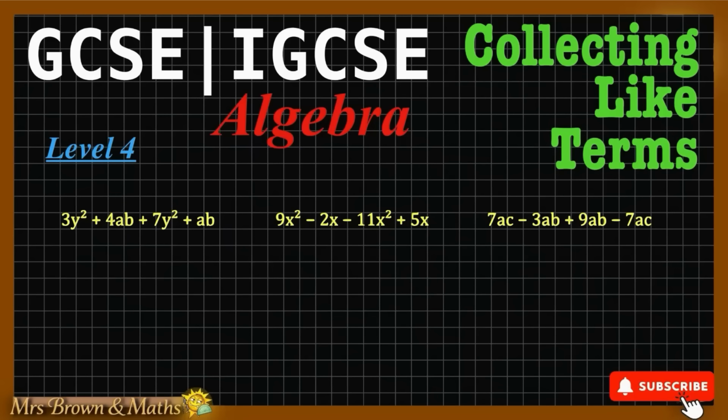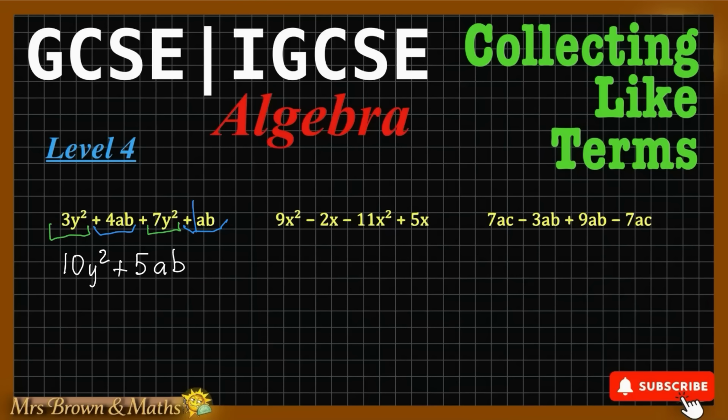Level 4. 3y squared plus 4ab plus 7y squared plus ab. Y squared terms: 10y squared. ab terms: 5ab. So 10y squared plus 5ab.